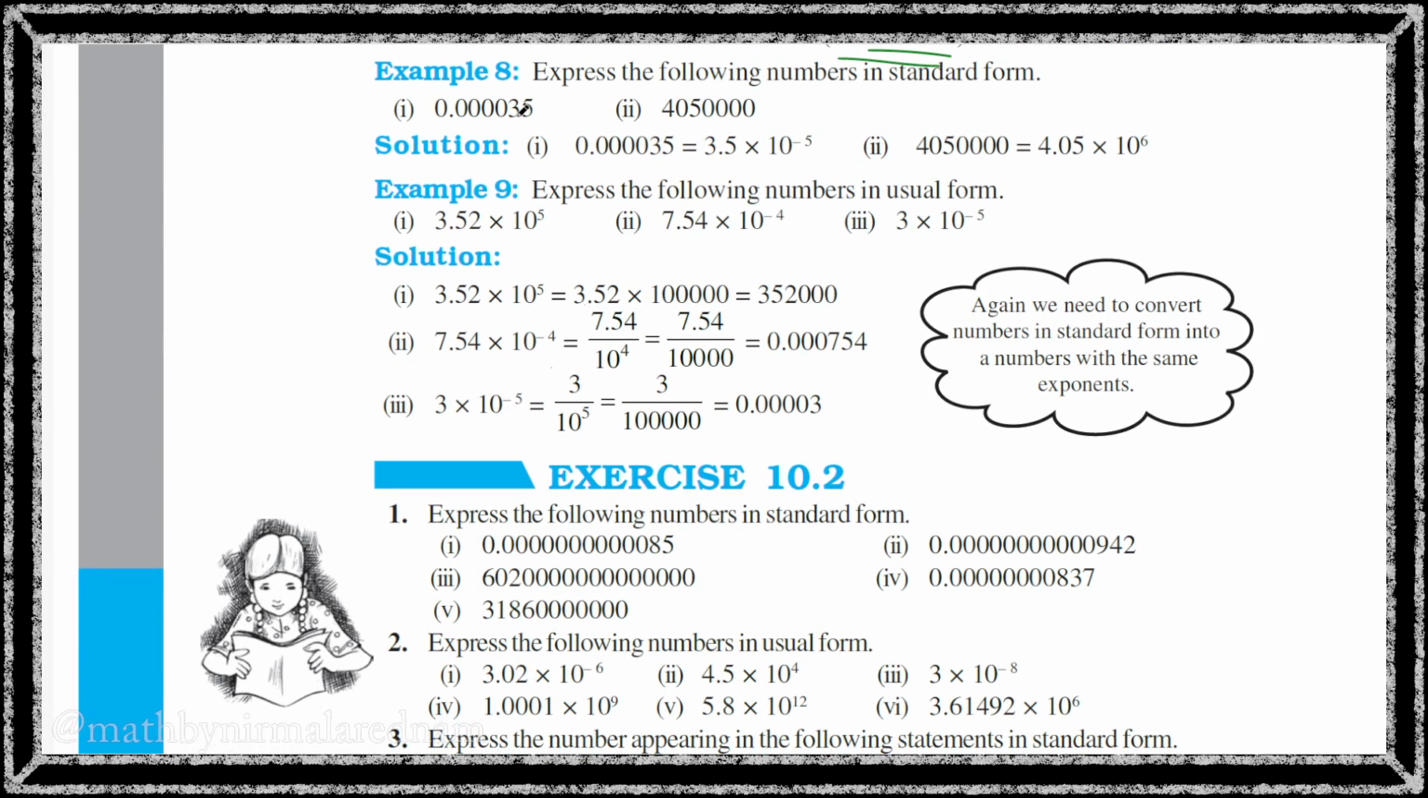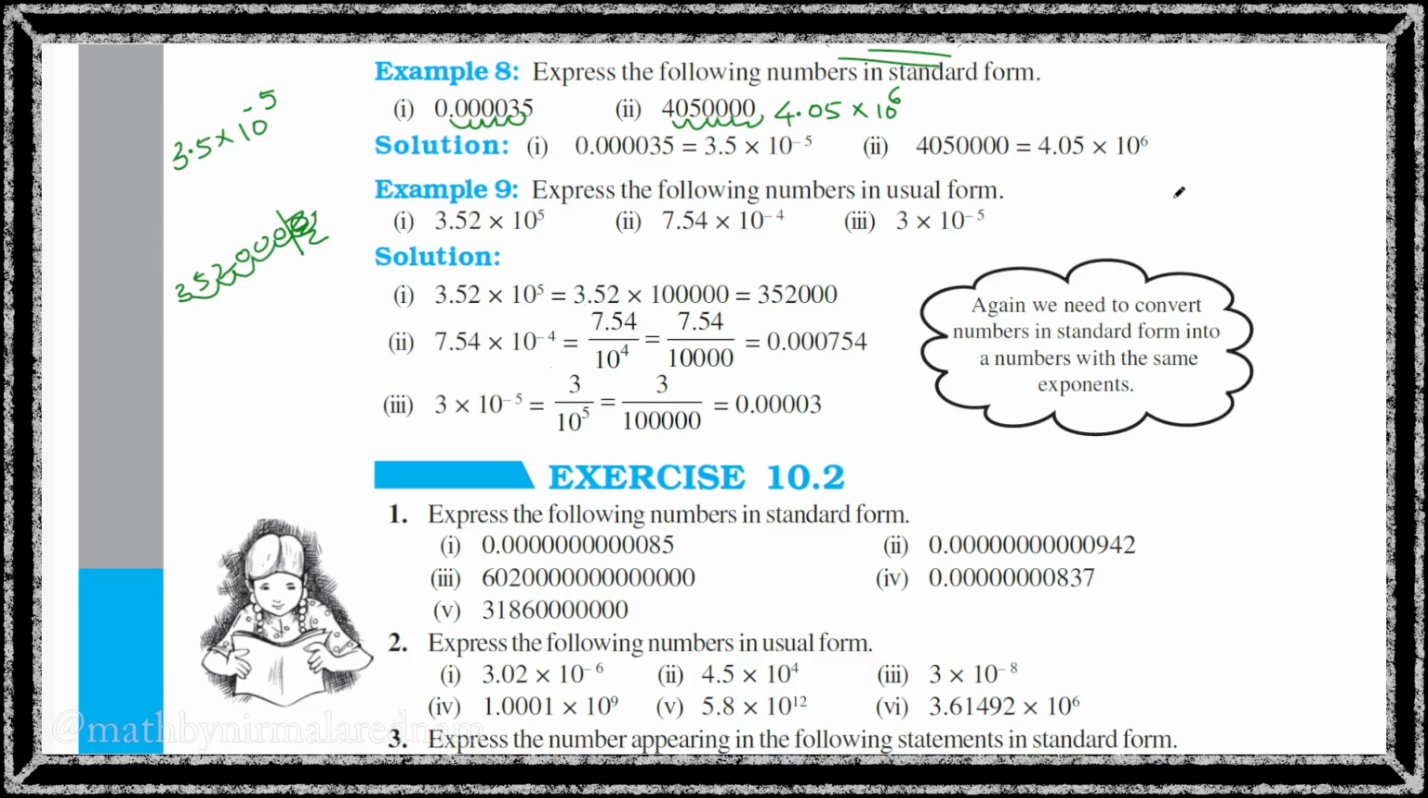Express in standard form. Now this one is 3.5 into 10 power minus 5, and this one is 4.05 into 10 power 6, right? So that is your 8th example. 9th example, express in the usual form. So you have to expand this. I have 352, put some zeros, and from here I have 1, 2, 3, 4, 5, 6. So I want only 5 zeros. So this is your answer.